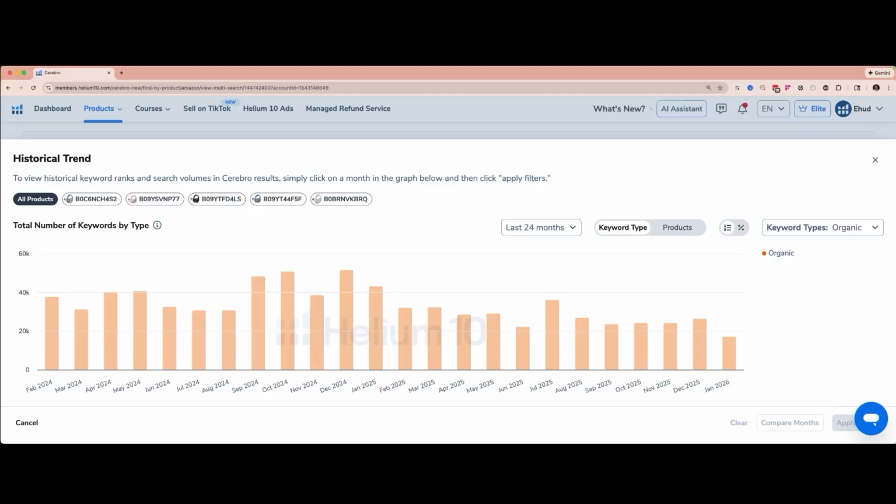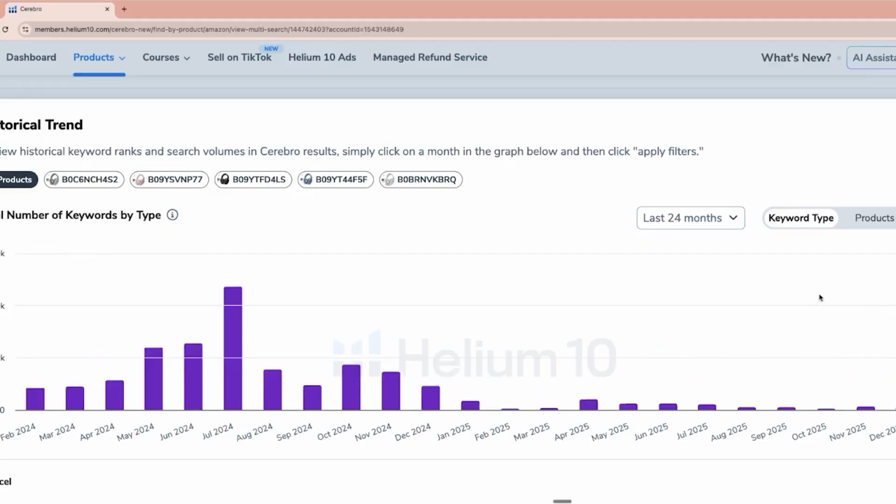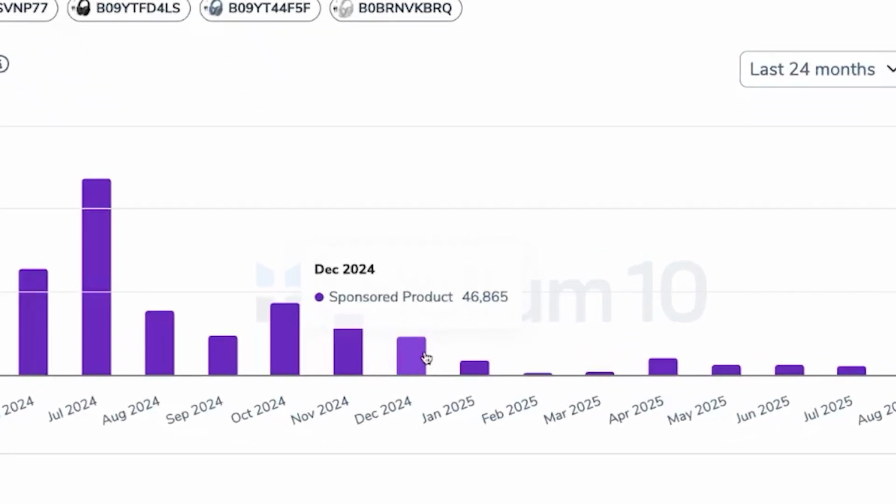This is why you have to compare months. It's so useful. How many keywords was Amazon showing us for? You can see over time it just went down. It used to be closer to the 40,000 line. Now it's closer to the 20,000 line. And we could do the same thing for paid. Now paid is a little bit more interesting. Paid, you can see over here, there were 46,865 keywords in December.